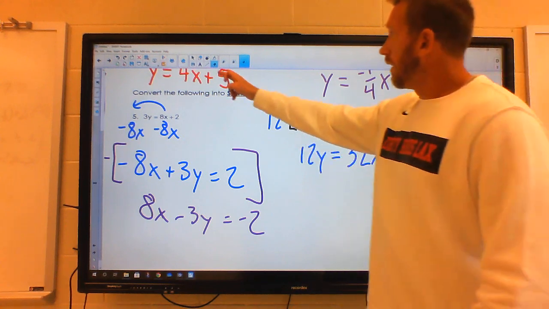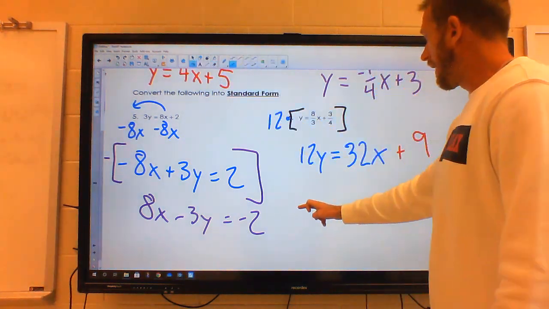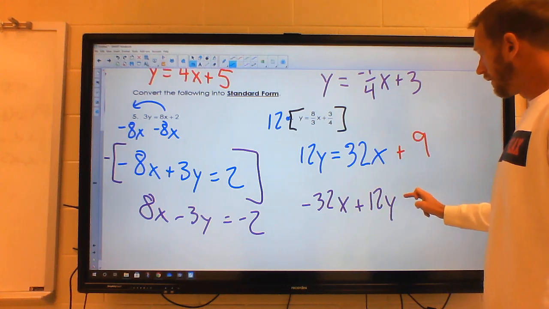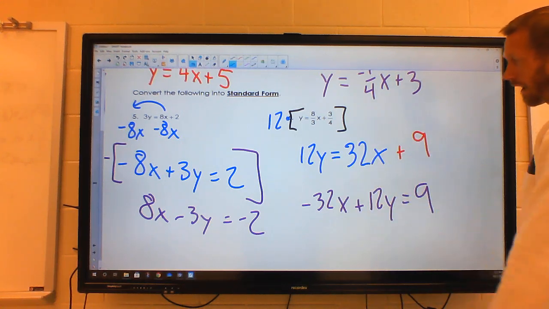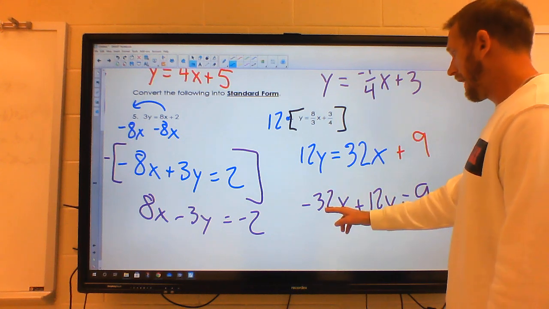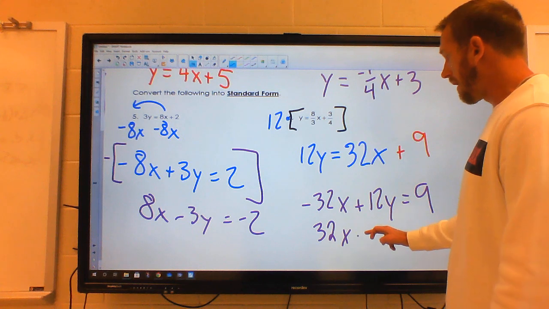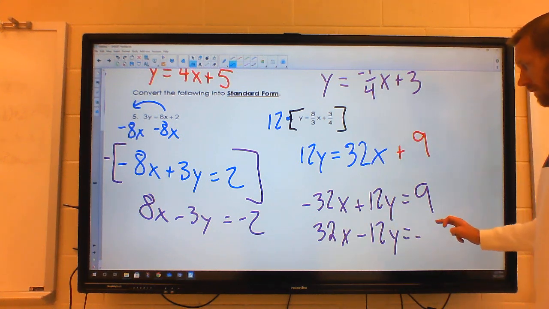Move the x over. So we've got now negative 32x plus 12y equals 9. Negate every term because we don't like having our leading coefficient to be negative. So 32x now minus 12y equals negative 9.